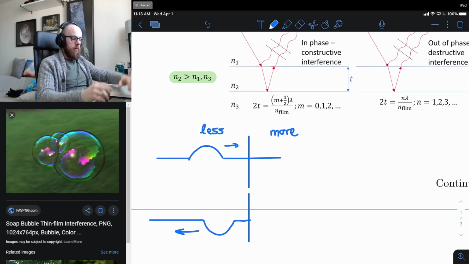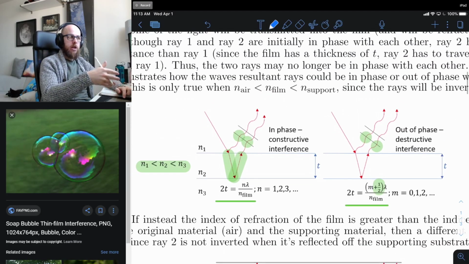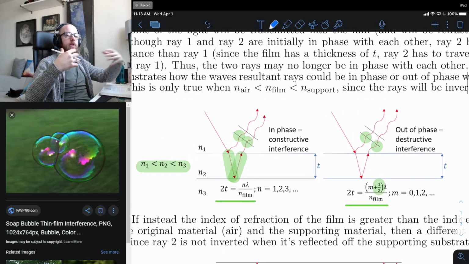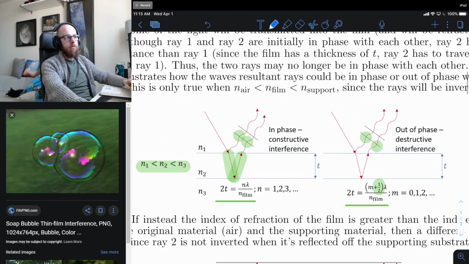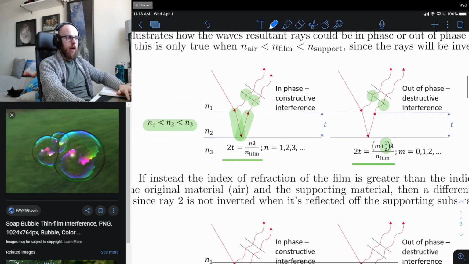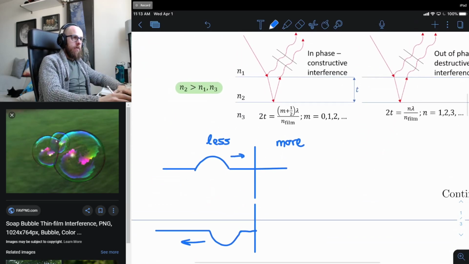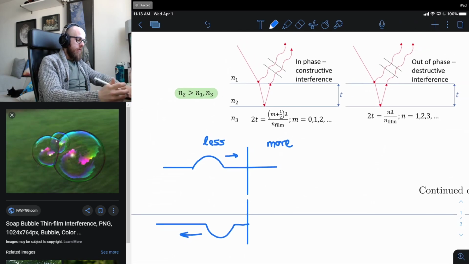And so the formulas that we discussed up here in our first scenario, where N1 was less than N2 was less than N3, we accounted for that flipping already. Because essentially we're going to have two flips. We're going to have a flip when we travel from the air to the soap, and then another flip when we travel from the soap to the glass, let's say. So this is already accounted for in what we've already discussed.